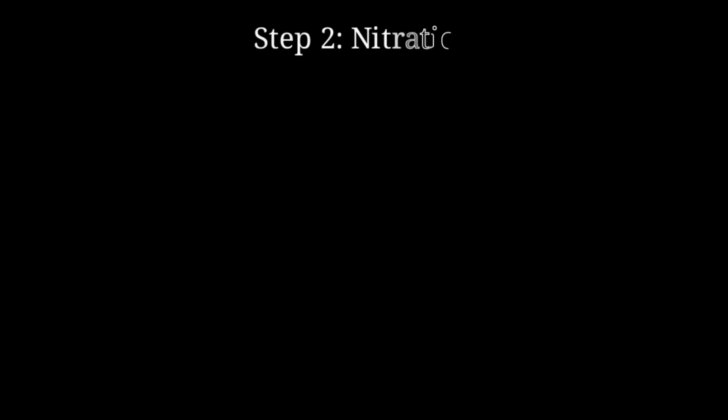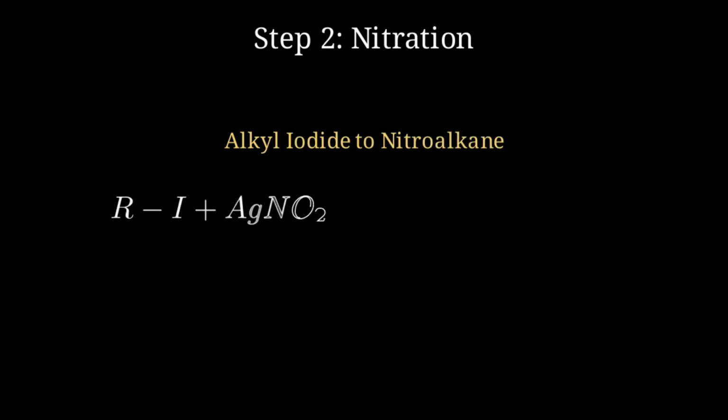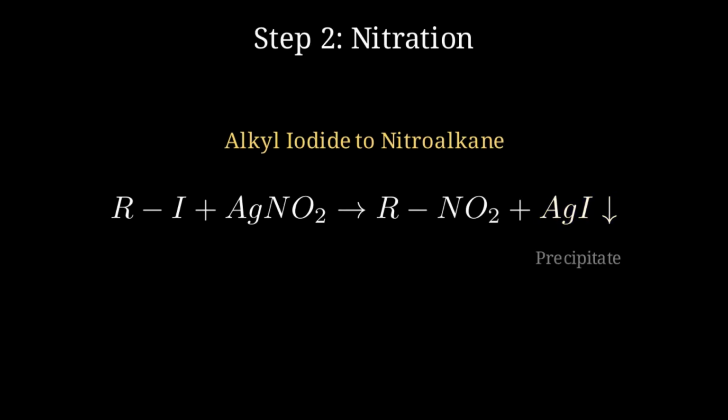Next, we add silver nitrite to the alkyl iodide. A substitution reaction occurs where the iodine atom is replaced by a nitro group, forming a nitroalkane. Notice the formation of silver iodide as a byproduct, which indicates the reaction is proceeding correctly.